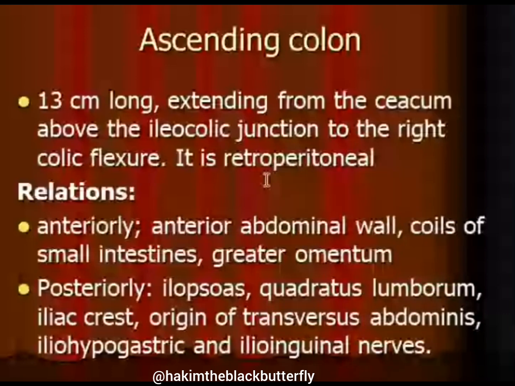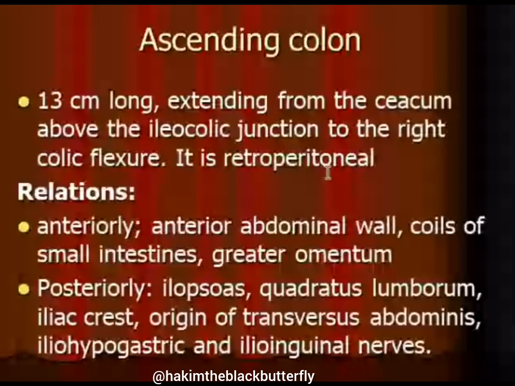When we say retroperitoneal, it means behind the peritoneum. When we say intraperitoneal, it means that the entire structure is surrounded by peritoneum, like the stomach. The stomach is intraperitoneal because it is surrounded by peritoneum, the whole of it. But the ascending colon is retroperitoneal because it is posterior to the peritoneum. Peritoneum just attaches to its anterior surface, but doesn't surround it entirely.